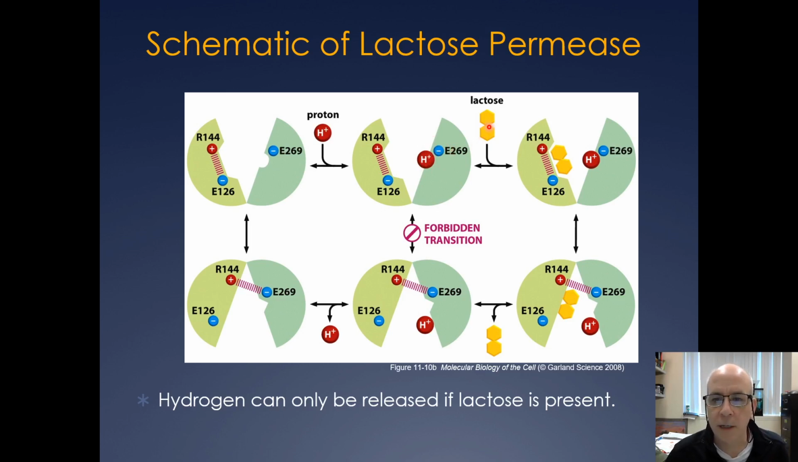When that's bound there, the lactose can come in, and there's a forbidden state here that holds it in an open conformation. It can't go backwards because these two positive charges prevent it from closing on itself. But once lactose is present there, it can, and then you have the arginine here at 144, which has a free amine and a positive charge, and it can neutralize the glutamic acid. The proton and the lactose get released, lactose first and then the proton, and then it goes back to its resting state, ready to go for another round.